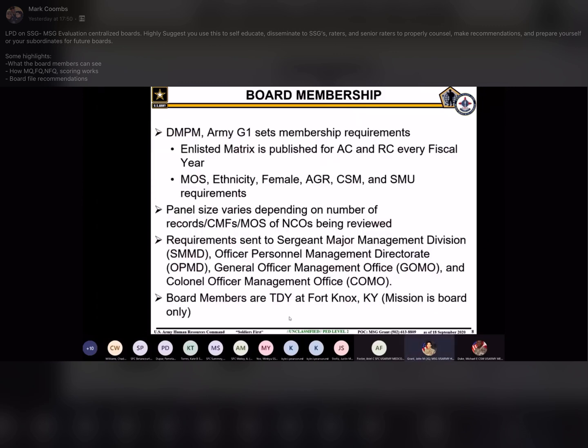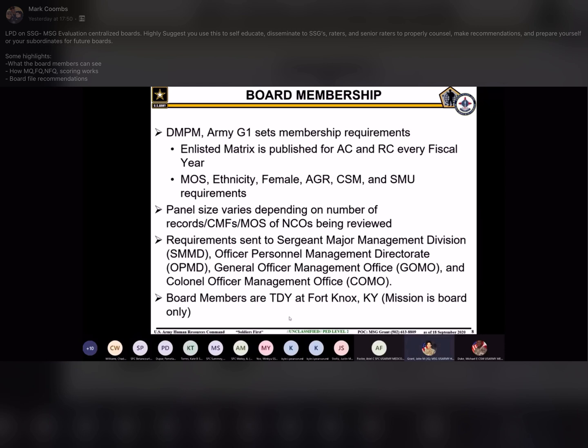So board membership, very quickly. The board membership that we have for these boards, we do not pick the board members. Sergeant Major Management Division sends down a tasker to get board members for us. But it's all based upon a matrix.